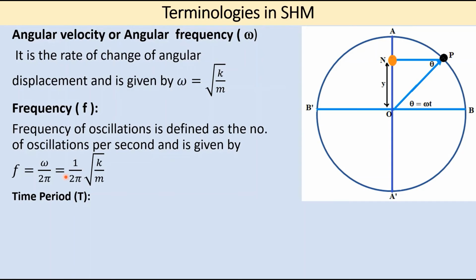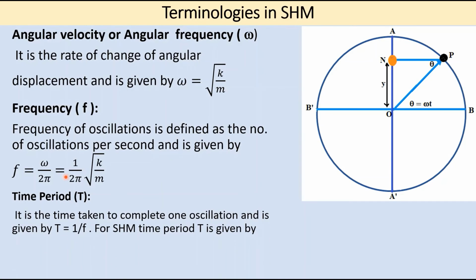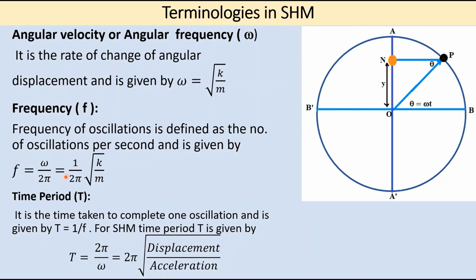Next, time period. It is the time taken to complete one oscillation, and it is nothing but the reciprocal of the frequency. So T is equal to 1 by f. For simple harmonic motion, time period T is given by T is equal to 2 pi by omega, that is equal to 2 pi into square root of displacement by acceleration.